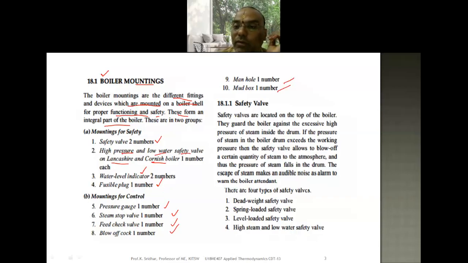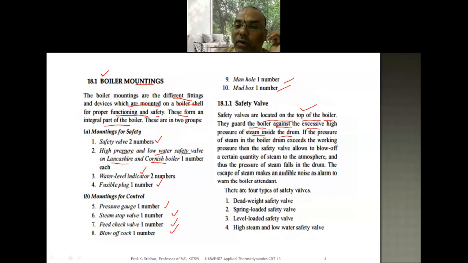Here the safety valves are located on the top of the boiler. What is the location of the safety valve? It is always on the top of the boiler. So what is the function of the safety valve? Whenever excessive high pressure is generated inside the drum, the safety valve automatically comes into the picture. If by chance the safety valve is not provided, then excessive pressure will be generated inside the boiler, and explosion problems will take place, due to the extremely high pressures generated inside the boiler.